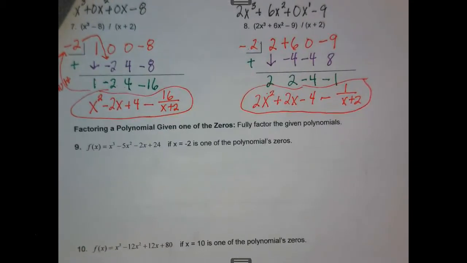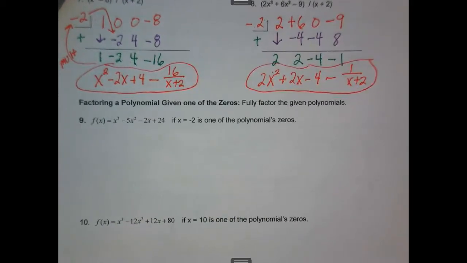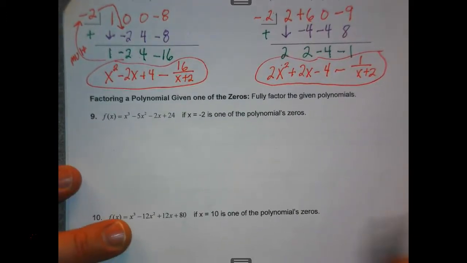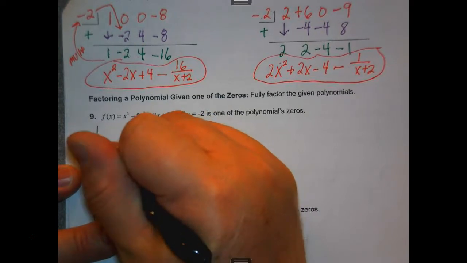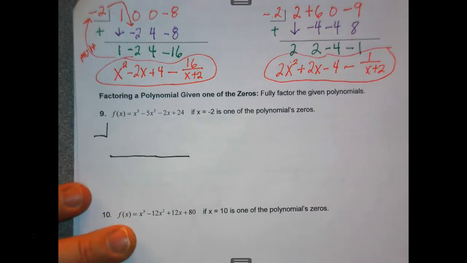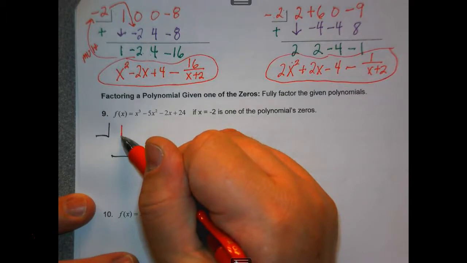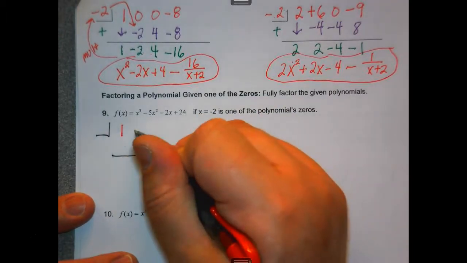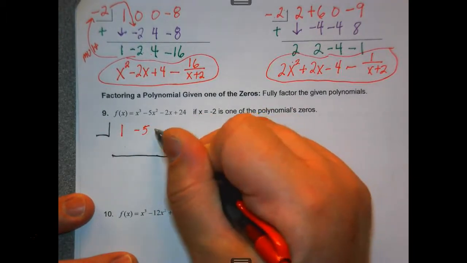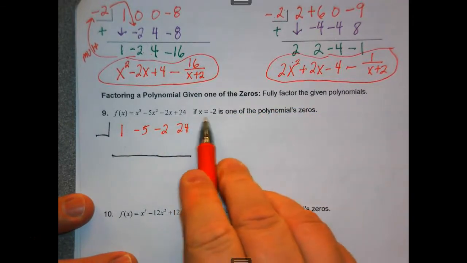Okay, number 9. It's asking us, is x equals negative 2 one of the zeros of this polynomial? Well, to do that, we're going to use synthetic division. So we're going to put our backwards L and our summation line. What are my coefficients of the polynomial? 1. What's the coefficient of x squared? Coefficient of x to the first? And 24. What am I dividing it by?